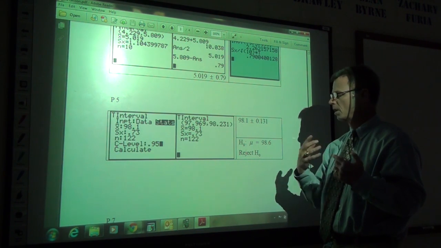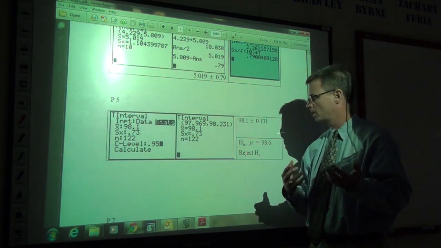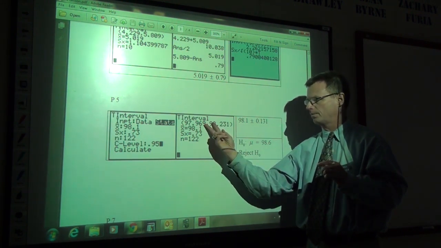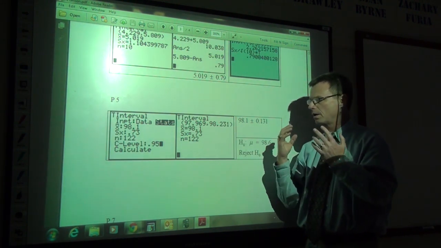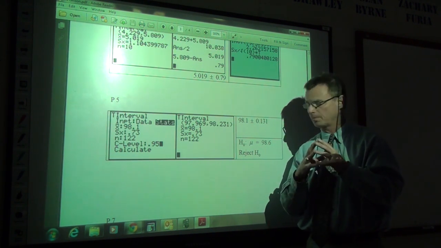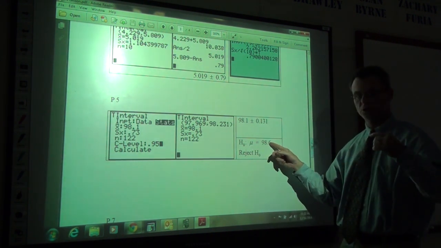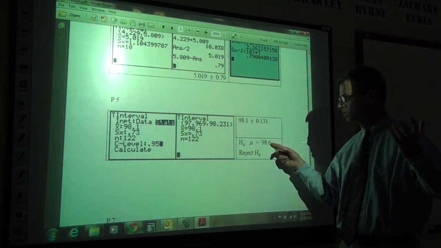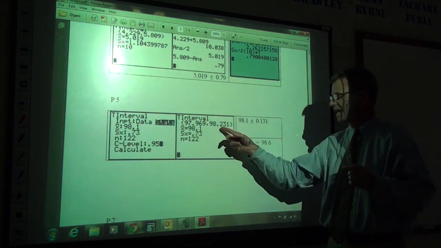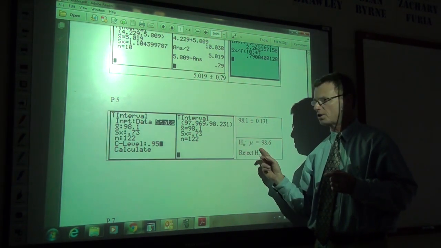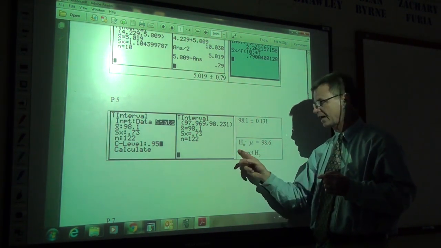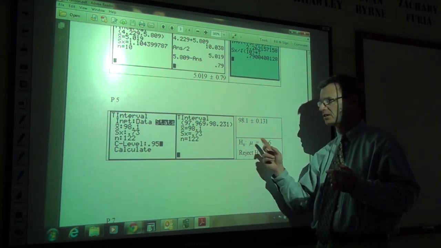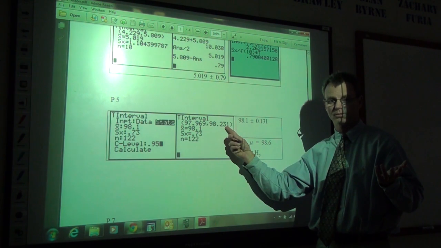So under the circumstances, what are we doing here? You're 95% confident that the true mean is in here. The question is, what about 98.6? Well, 98.6, what you assume to be your average temperature, is outside of the confidence interval. So under the circumstances, you're going to reject the null that the true mean is 98.6. It's not in your confidence interval.